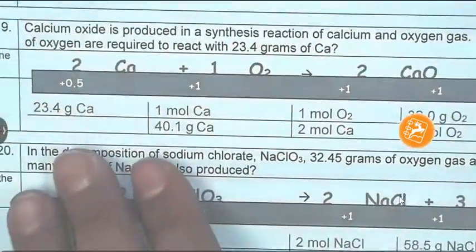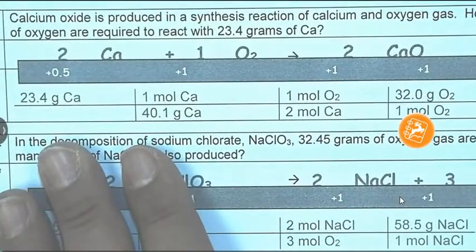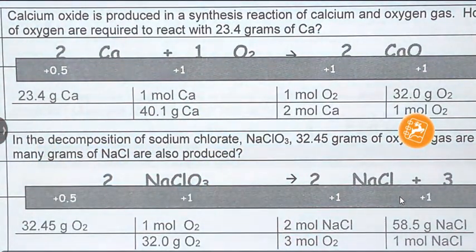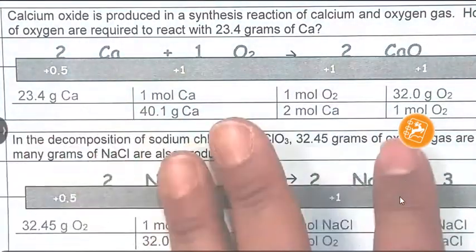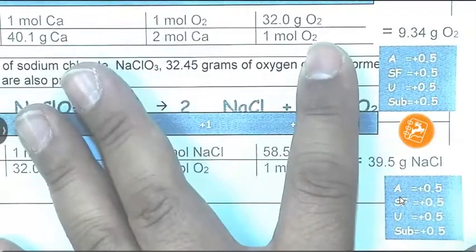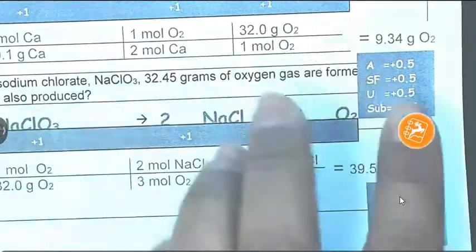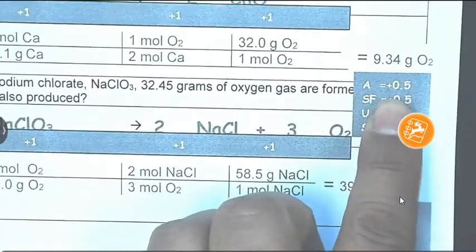19. You start with 23.4 grams of Ca. Divided by the molar mass of Ca, which is 40.1. Mole ratio is 1 to 2. Molar mass of O2 is 32.0. You got to have that 0.0. If you don't, it's minus a half. Answer is 9.34 grams of O2.